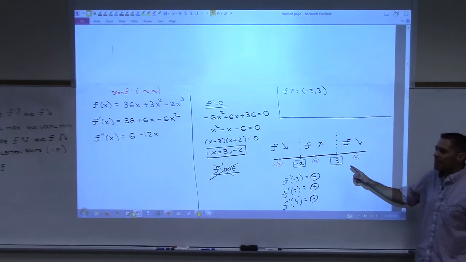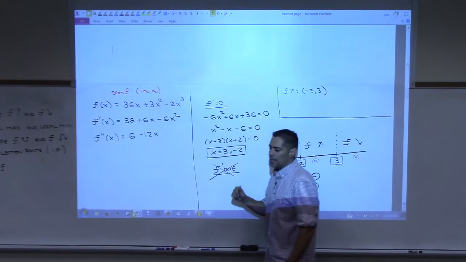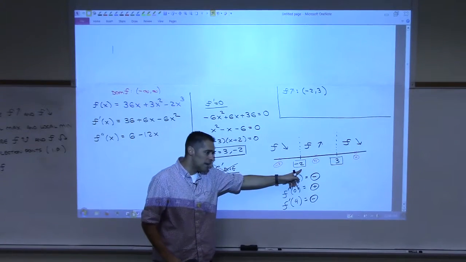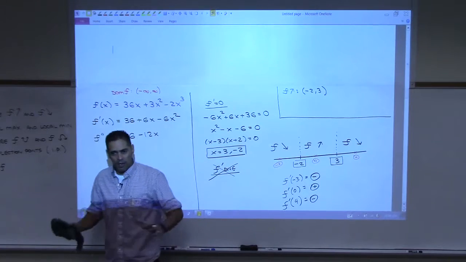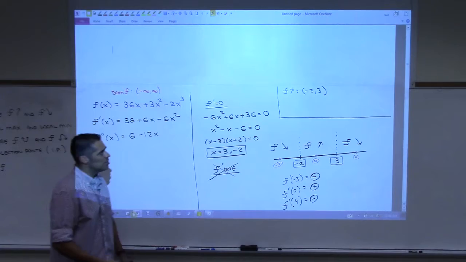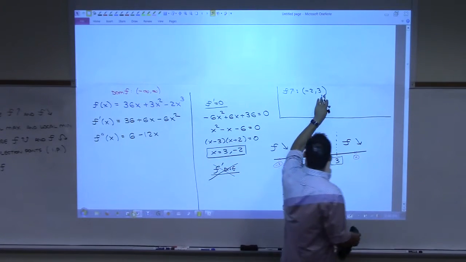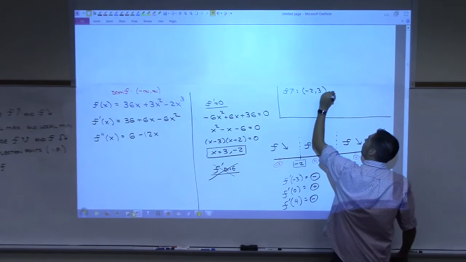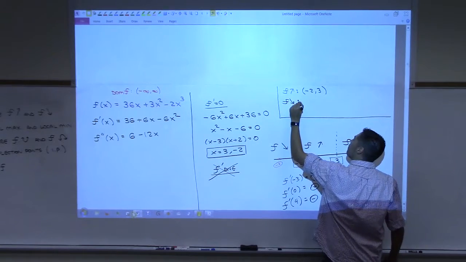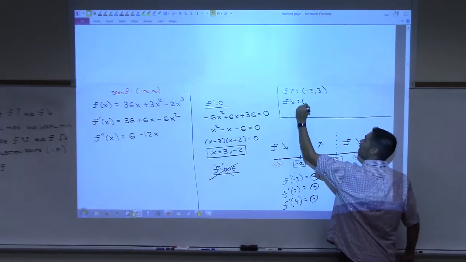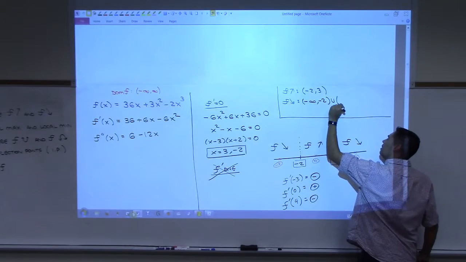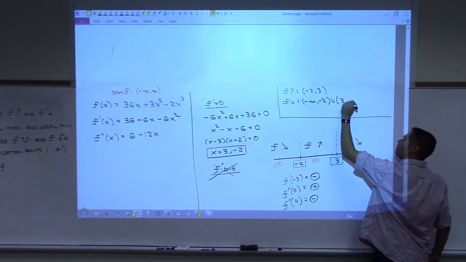If you put a bracket in here, it would not be wrong, but there are problems later where these points may not be in the domain of the original function. If you bracket them, it's going to be wrong, so just to be safe, always use parentheses. That's where the function is going up. Where's the function going down? F is going down from -infinity to -2, union 3 to infinity.